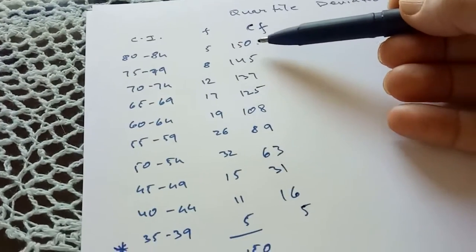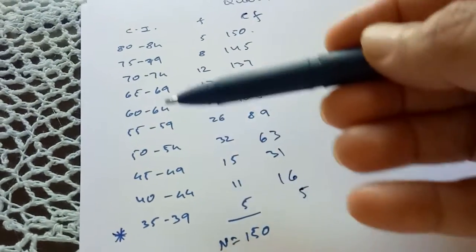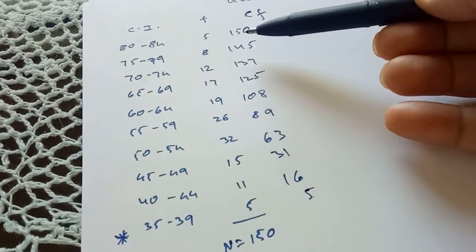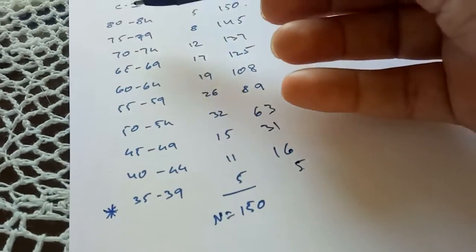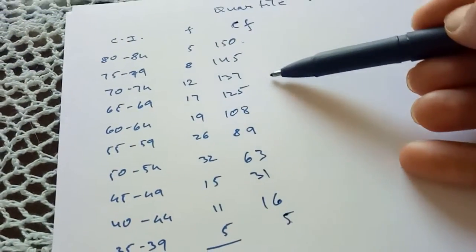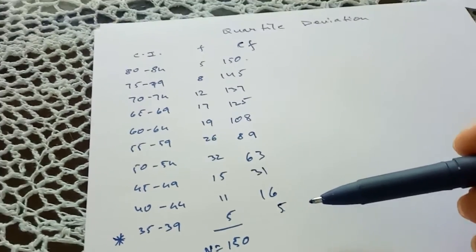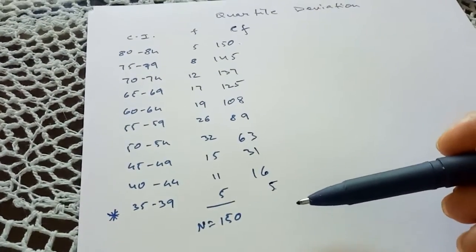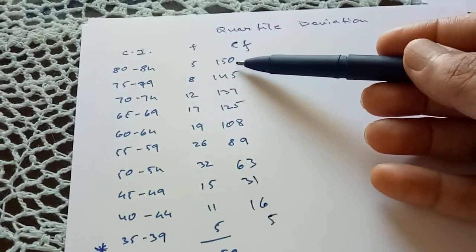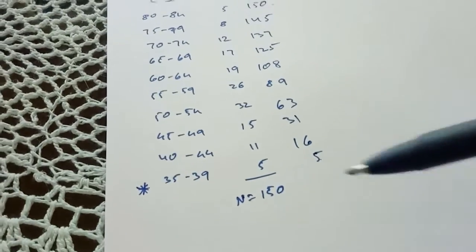Always remember, whether the distribution starts from the upper end to the lower end, you are always counting from the lower end towards the upper end. If this were 35 to 84, your lower end would be here, and you would calculate the CF from the lower end to the upper end. Whatever the case, the last value that you have, let's say 150 in this case, always has to be equal to n.